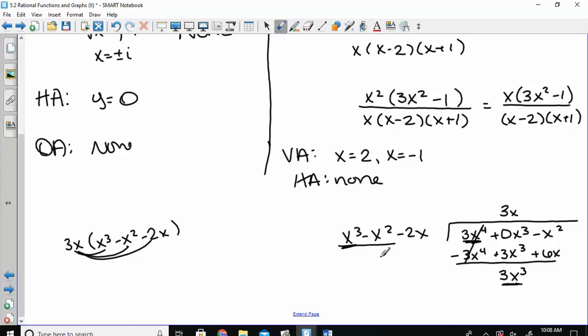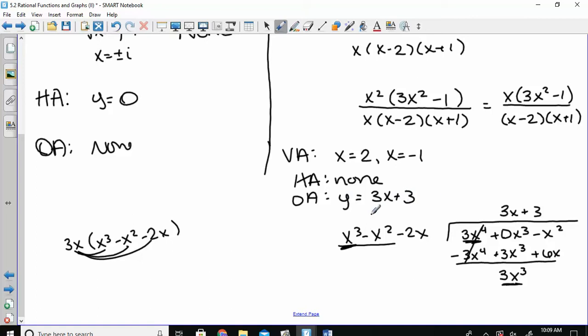Here's all we have left to do. What is 3x cubed divided by x cubed? 3. We have our mx plus b. So our oblique is y equals 3x plus 3.